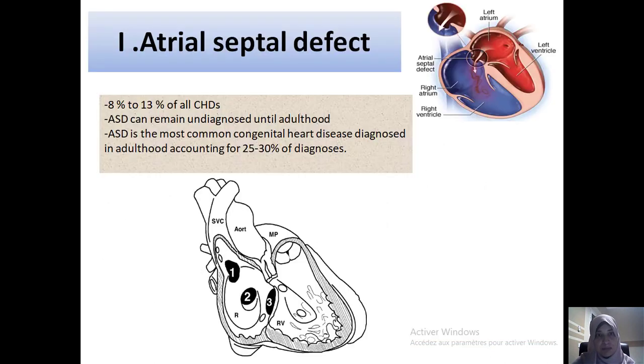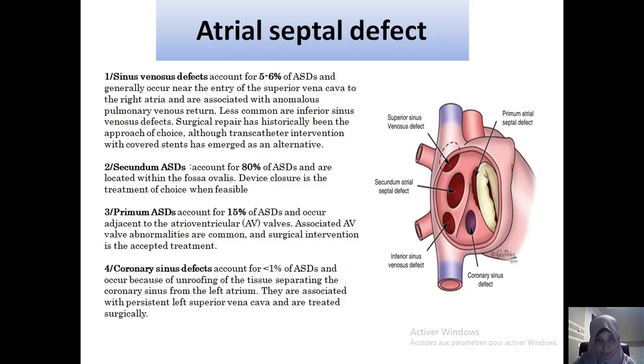Let's begin with the most common pre-tricuspid shunt, that means the atrial septal defect, or ASD. It represents 8% to 13% of all congenital heart disease. ASD can remain undiagnosed until adulthood, and it is the most common congenital heart disease diagnosed in adulthood, accounting for 25 to 30%.